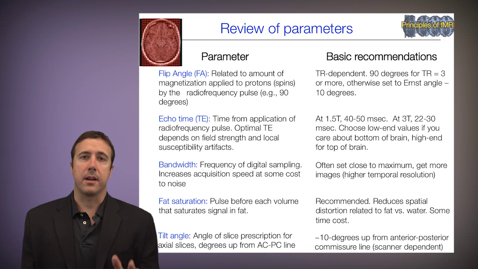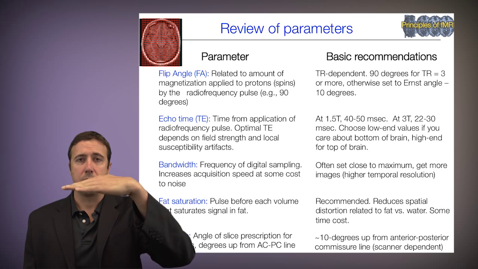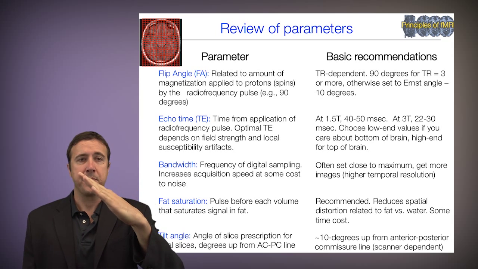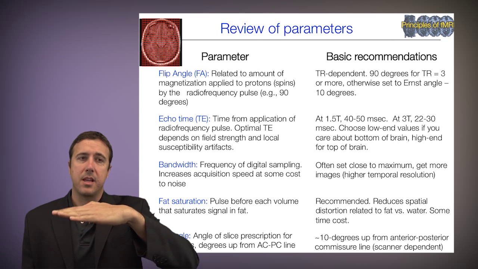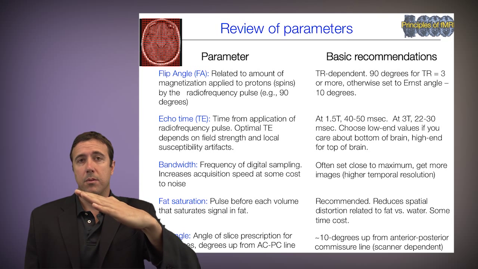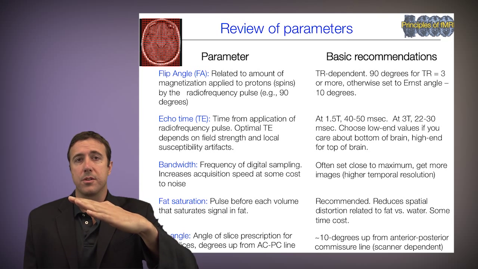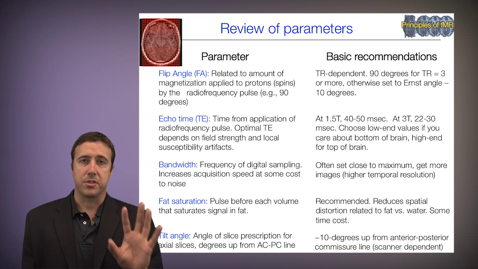And finally, the tilt angle is something very simple that you can control. This is the angle of the slice prescription from roughly horizontal, let's say, to tilted back. What we and many other groups like is something that's tilted 10 degrees up from the anterior-posterior commissure line, because that tends to reduce artifacts in the orbitofrontal cortex and the amygdala to some degree. But this is also dependent on the scanner you choose and the sequence as well.